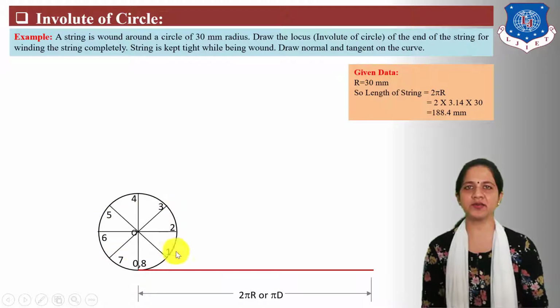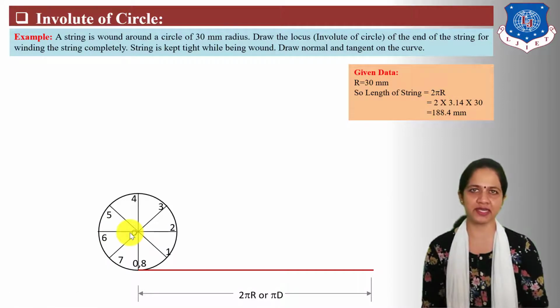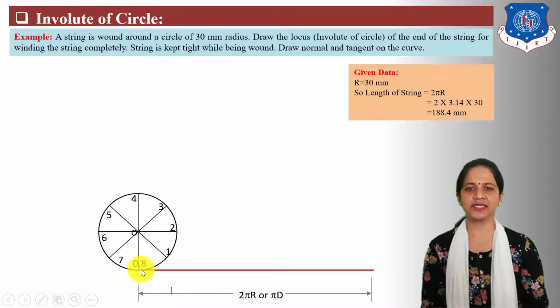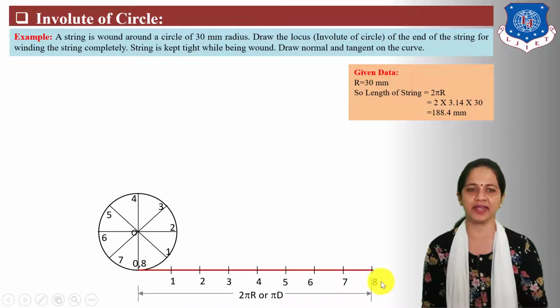Mark here division points as 0, 1, 2, 3, 4, 5, 6, 7, 8 in anti-clockwise direction because the winding process is given. Next, divide this string into equal 8 parts because the number of divisions of the circle I have taken is 8. And mark here division points of the string as 0, 1, 2, 3, 4, 5, 6, 7, 8.